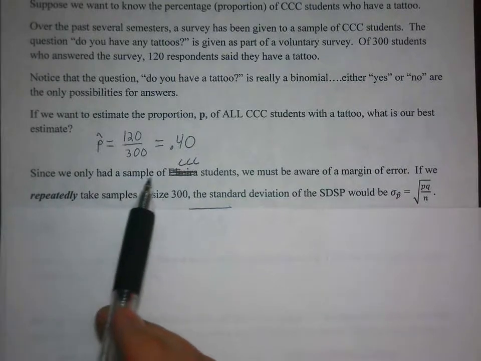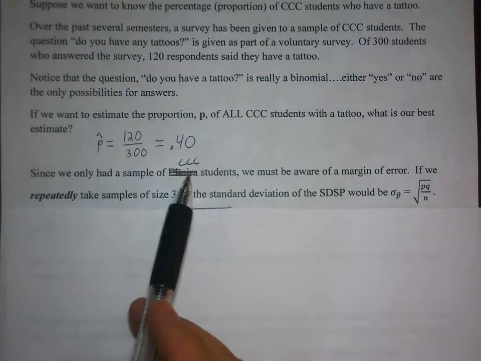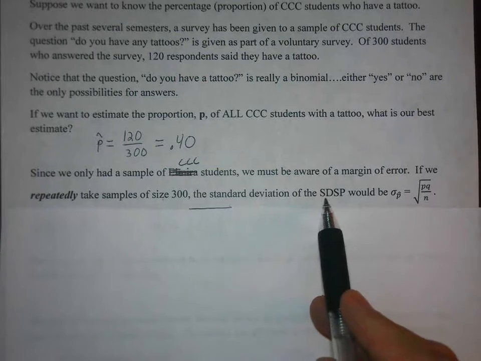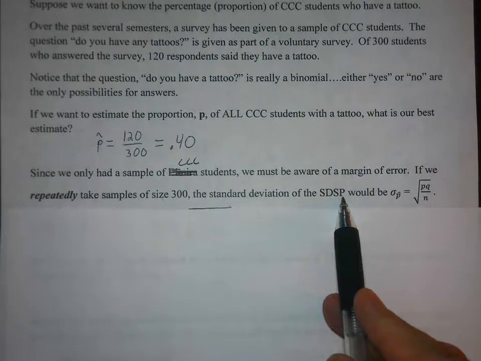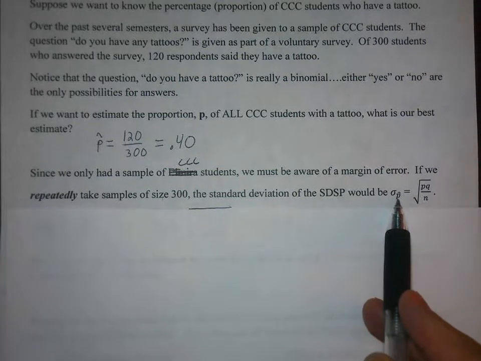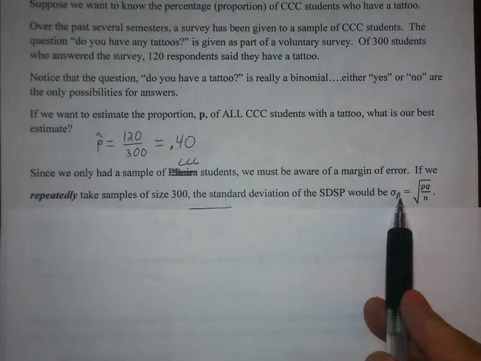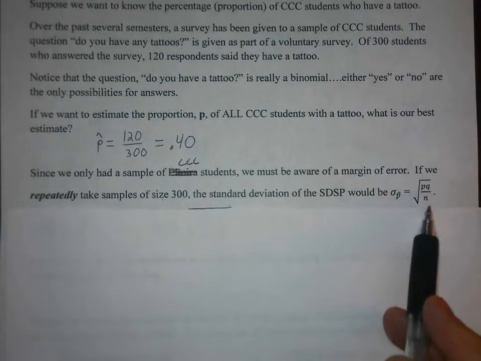Since we only had a sample of CCC students, we must be aware of a margin of error. If we repeatedly take samples of size 300, the standard deviation of the sampling distribution of sample proportions would be sigma sub p hat. So the standard deviation of the sample proportions equals the square root of PQ over n.